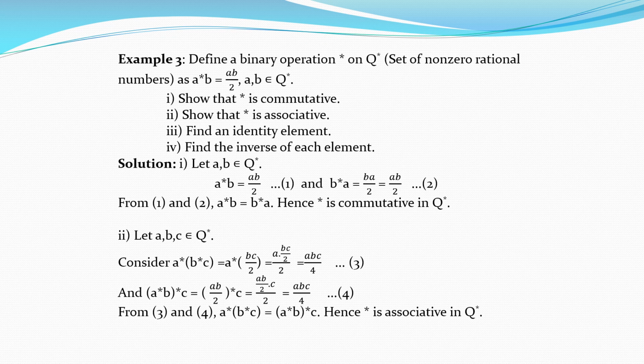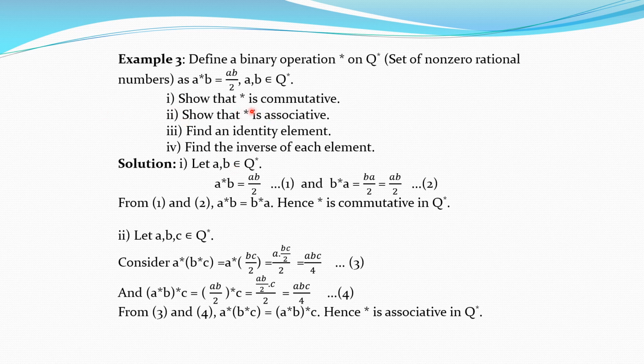Now one more example. Define a binary operation star on Q star, that is the set of non-zero rational numbers, as a star b is equal to ab by 2, where a and b both are in Q star, that is, non-zero rational numbers. Now we have to show that star is commutative and associative. Then we have to find the identity element and the inverse for each element.